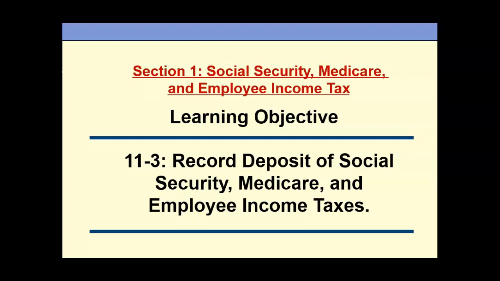So now we recorded all of the employees' payroll information. We recognize the taxes owed by the employer. Now it is finally time to pay the taxes owed to the appropriate tax authorities. So when it says record deposit of Social Security, Medicare, and employee income taxes, that means that we are now paying these taxes to the appropriate tax authorities.